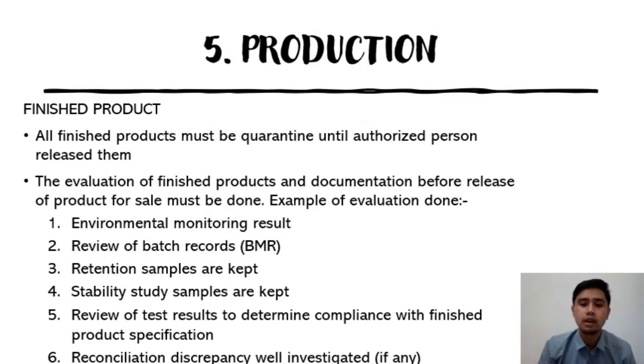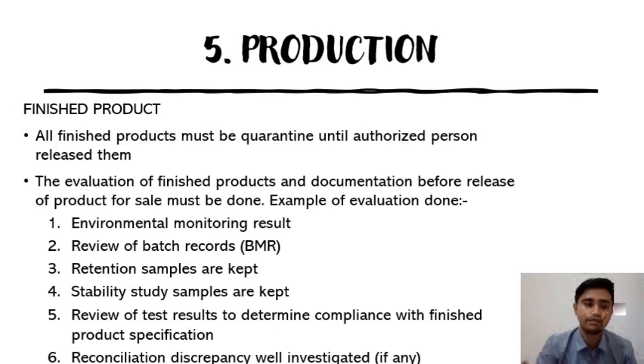Examples of the evaluation done are the environmental monitoring result, and review of batch records, or we call it a BMR, that consists of the processing record and also packaging records. The retention samples are kept, stability study samples are kept, and a review of test results to determine compliance with the finished product specification. Reconciliation discrepancy is well investigated. If there is a discrepancy within the acceptable limit, no investigation should be done.